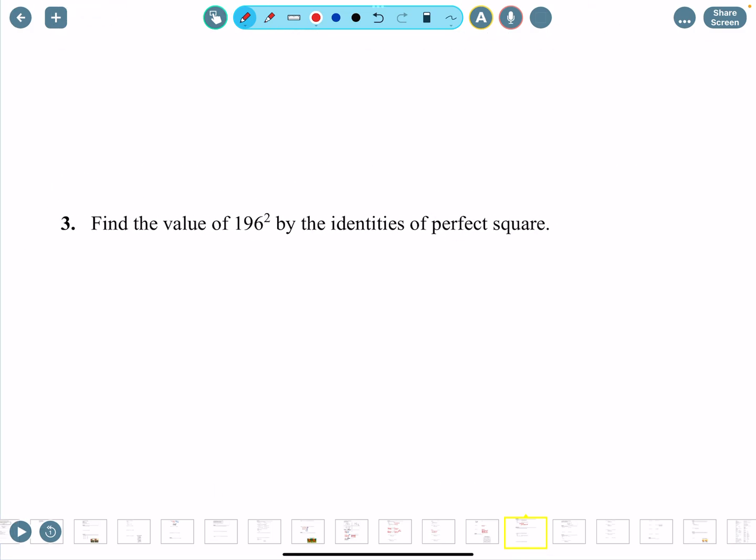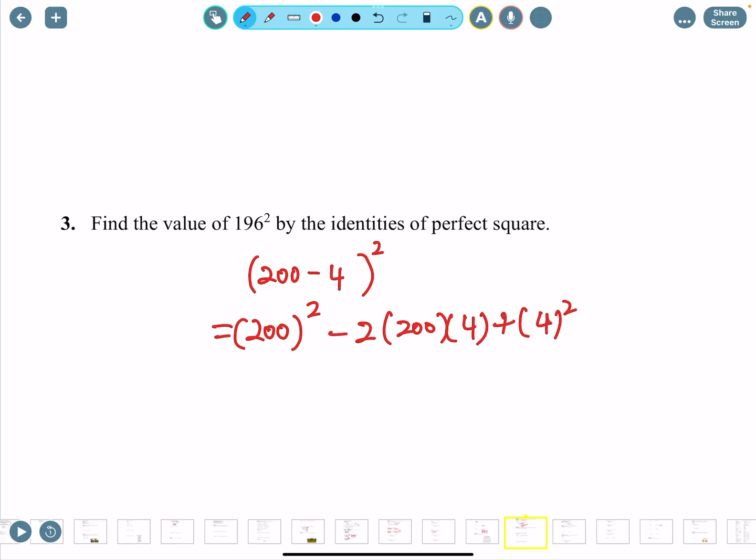So 196 squared. 196, I can use 200 minus 4 is 196, right? You can also go 190 plus 6, which is also 196. So there are two ways of doing this. It really depends on you. So I'm going to try 200 minus 4, so we have a different kind of identity. This time, minus. We have (200) squared, minus 2 times 200 times 4, plus 4 squared.